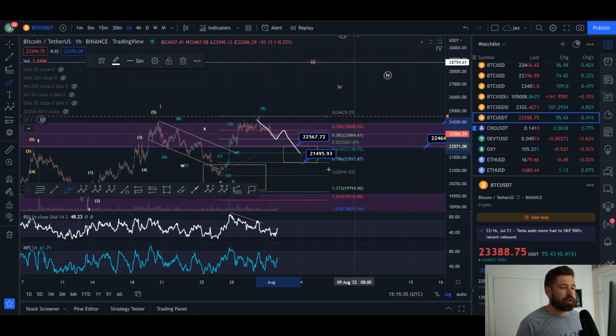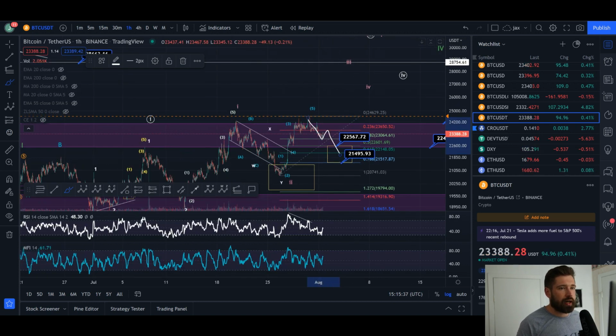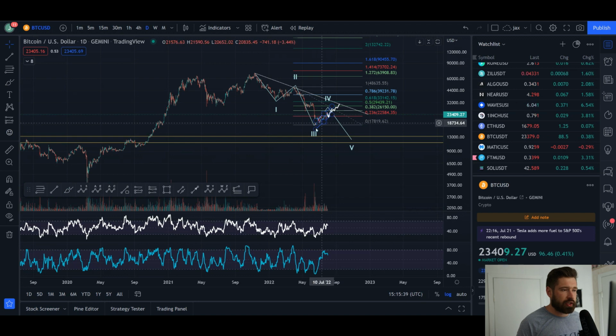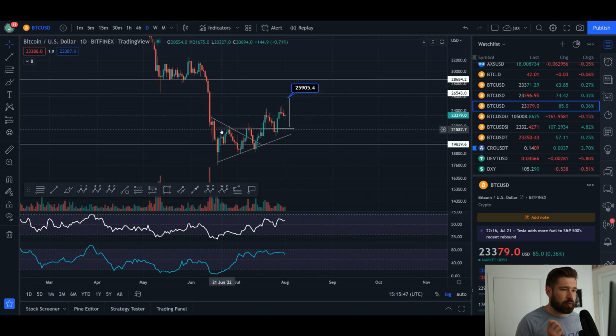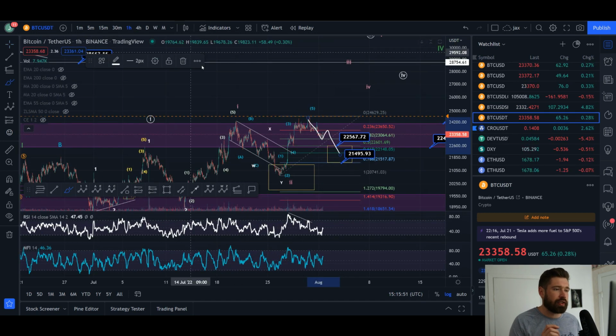And if we do come down to 21.4K, it lines up with the support of this ascending channel here in blue, and also lines up with this trend line of support coming in at about 21.6. All right, guys, that's basically it for BTC.